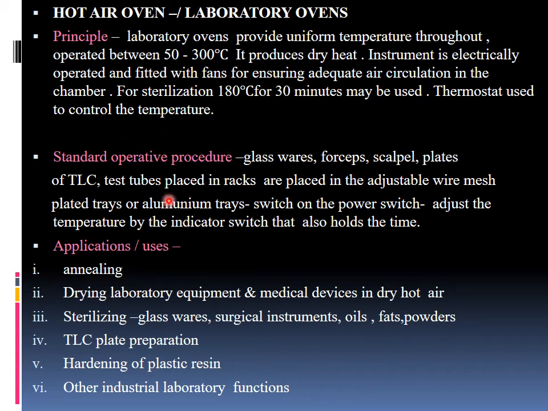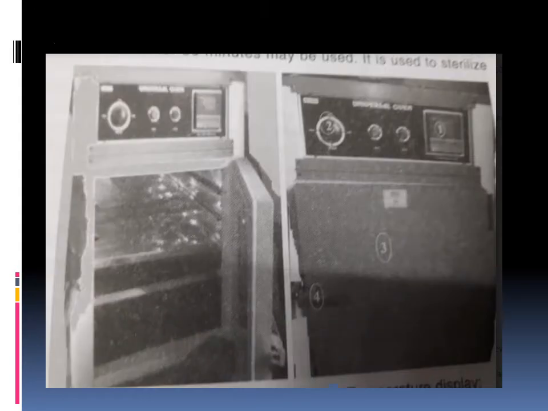You should mark it very properly, you should learn it, because this is what you will be asked in the exams. This is the picture. This is an open door and this is a closed one, hot air oven. You can see here the indicator green and red switch. There is a power switch, and this is the temperature indicator switch which has to be adjusted.